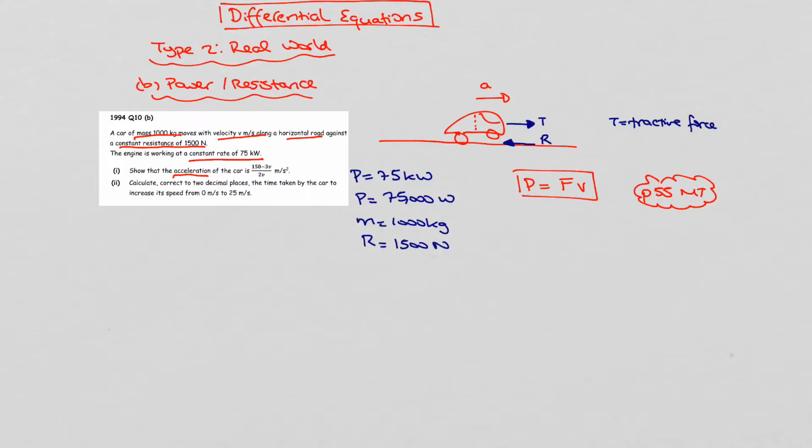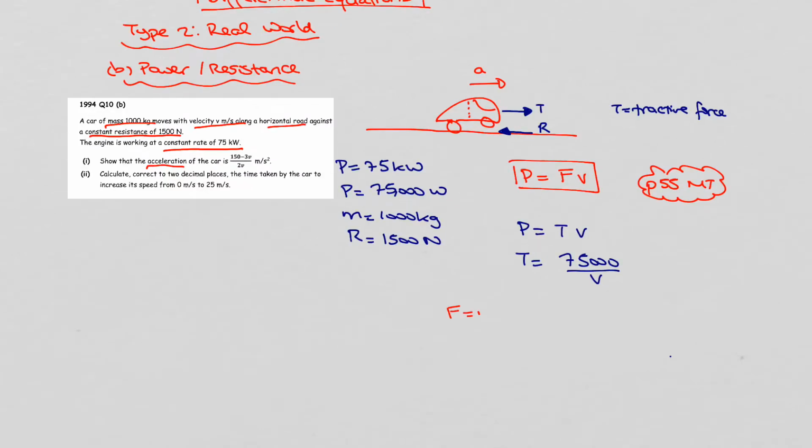So if I rearrange that to get my force, well, my force in this case is the tractive force of the engine. So the tractive force can be written as the power, which is 75,000 watts, divided by the velocity. So now we know what T is. If I look at my net forces, we know that F equals ma. Well, it's accelerating forward, so I've drawn in my diagram here to the right. So my leading force will be my tractive force of the engine, and my opposing force is my resistance.